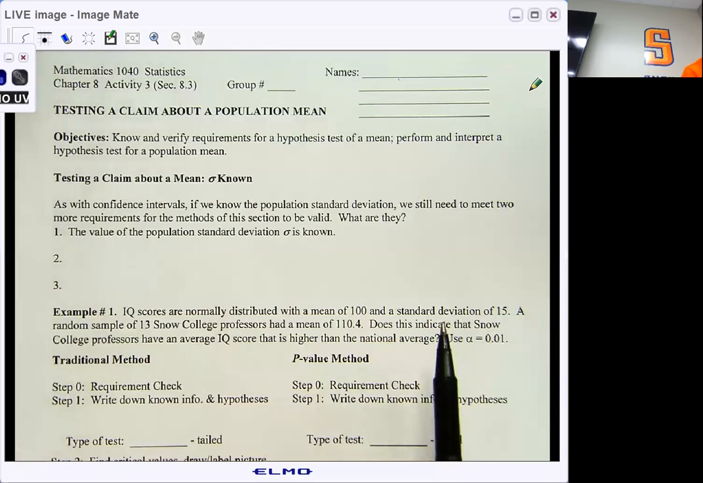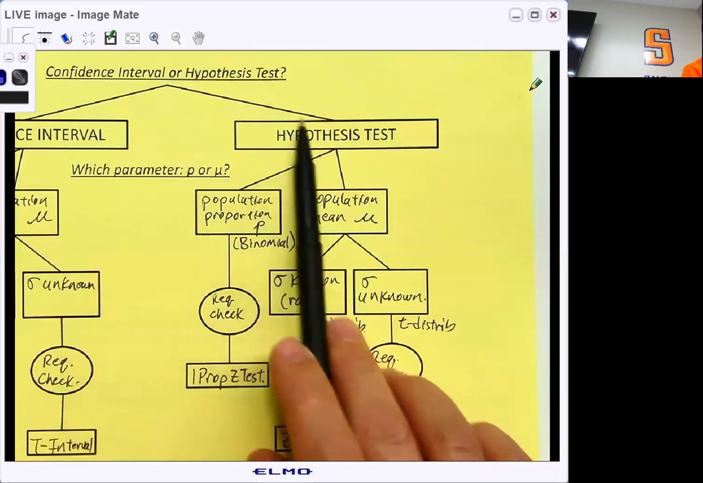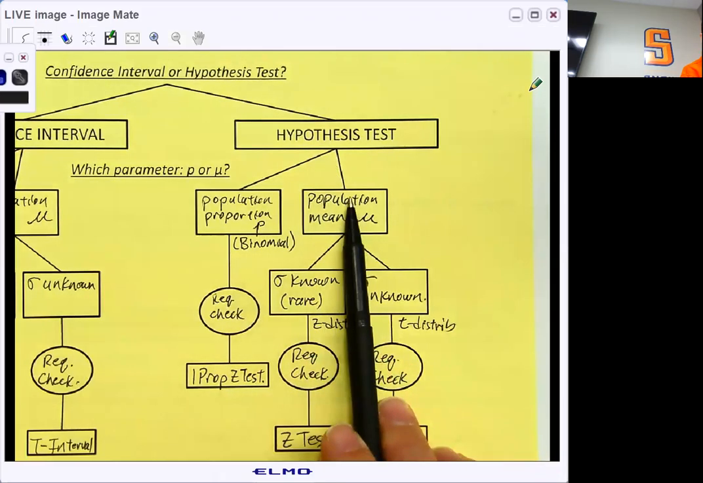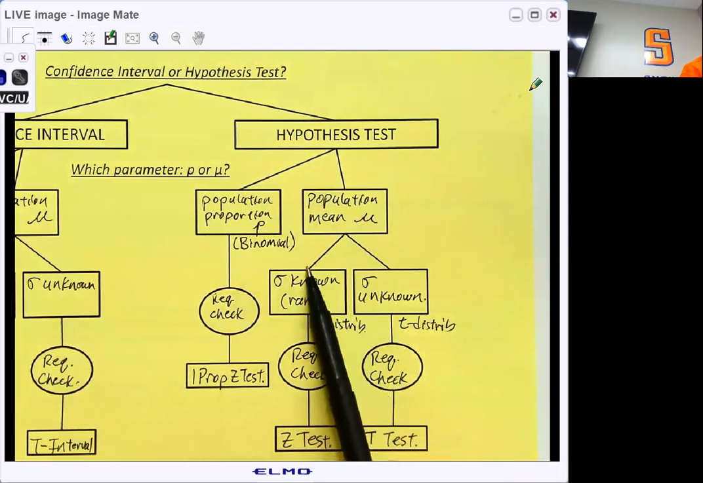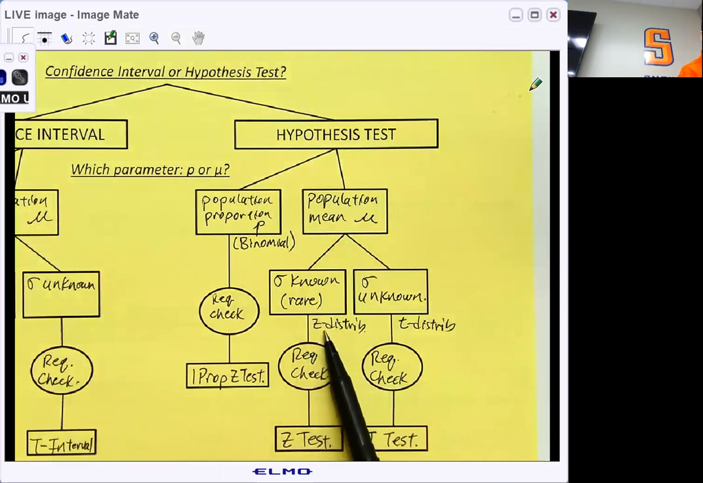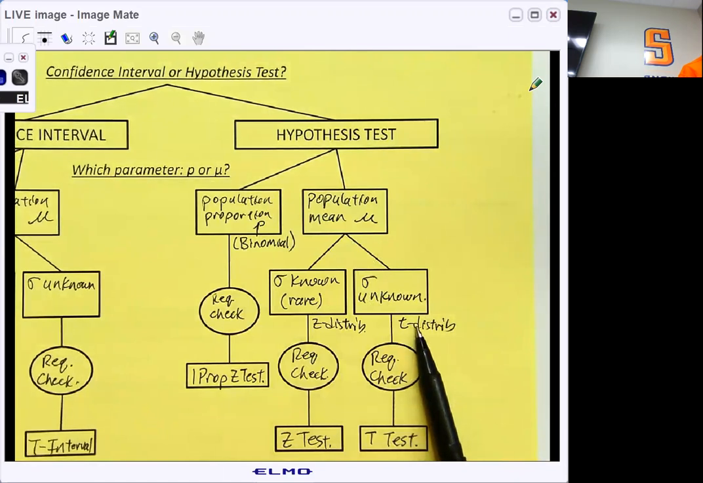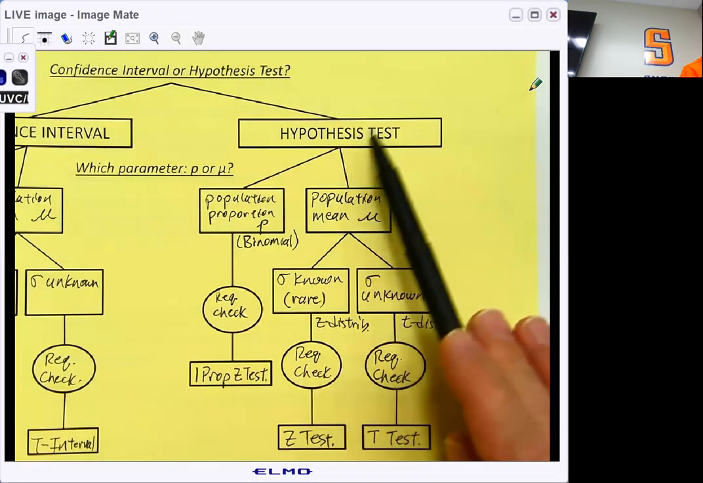And just as a quick review of our concept map here, we're doing a hypothesis test on a population mean. And remember, just like we did in chapter 7 with confidence intervals, the population mean branches out into two branches depending on if we know the population standard deviation or not. If we know the population standard deviation, then we use the z distribution. If we don't, we use the sample standard deviation as a stand-in, and we need to use, therefore, the t distribution because of the extra error introduced. So we will follow this process here.